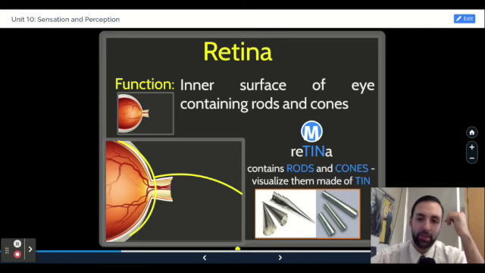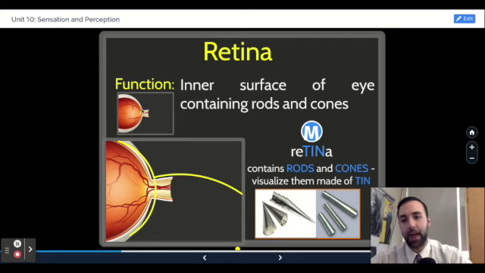The retina is the inside portion of the eye. So when we look at a diagram of the eye, it's this back layer, assuming that the diagram we're looking at is the interior of the eye. The light that enters through our pupil bounces off the lens and then is focused onto the retina. We'll talk a little bit about why that's so important in a few moments.